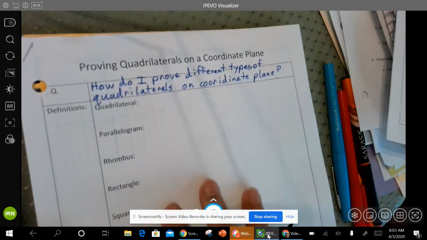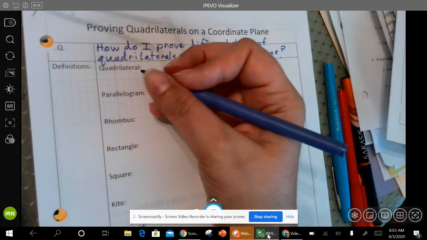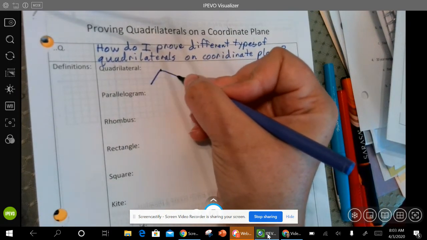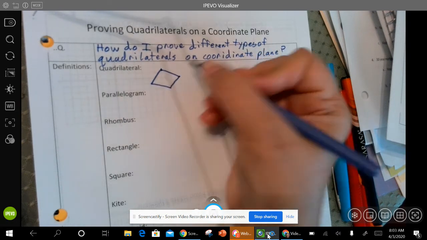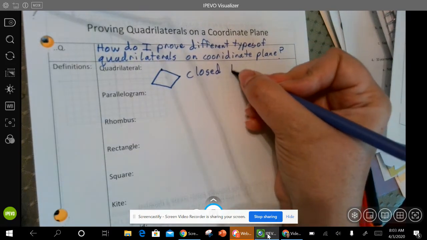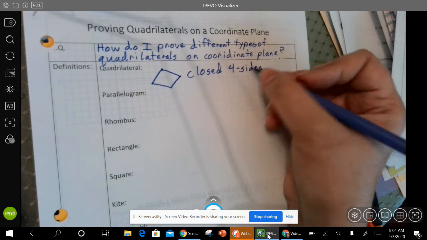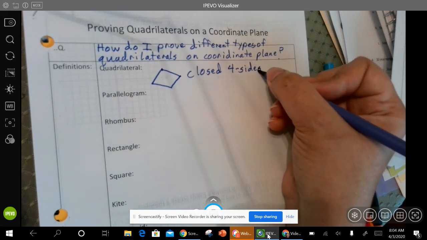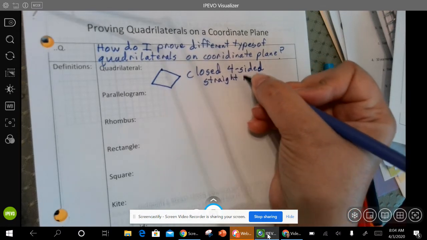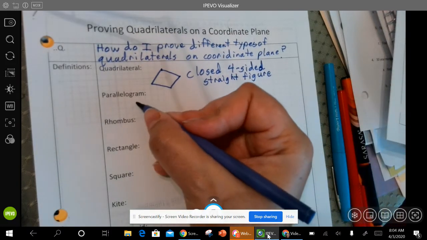Okay, but we're going to go over what they mean first. So quadrilateral. Remember, quad is 4. Like if somebody has quadruplets, they have 4. Okay, so it's closed. For all polygons, they're closed, 4-sided figures. With polygons, that just means the sides have to be straight. So that's a polygon.